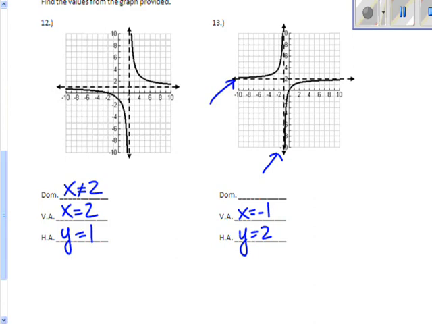The domain: if I have a vertical asymptote at x equals -1, it means I have the restriction x cannot equal -1. Because remember, our domain and our vertical asymptotes are always shared in the regard that we have a restriction wherever we have a vertical asymptote.